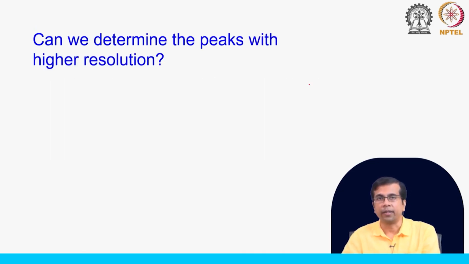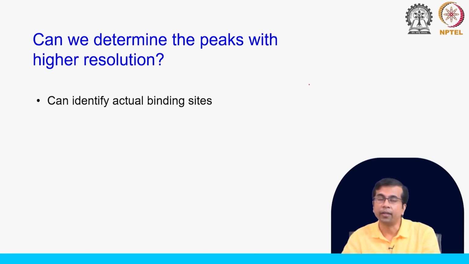Now, one of the questions that we have is whether we can determine the peaks with higher resolution. As we have seen, ChIP-seq actually does not give us the desired resolution. So, can we determine the peaks with better resolution? Then we can determine the actual binding sites, not just infer or predict, but actually see them, and we can do something called motif analysis for binding sites.